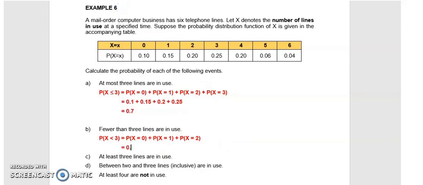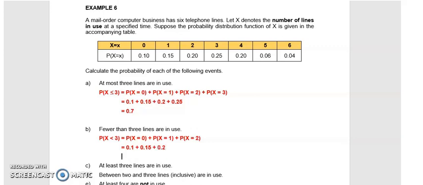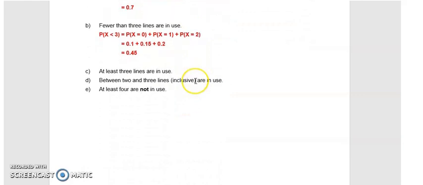So x equal to 0, 0.1; x equal to 1, 0.15; x equal to 2, 0.2. So the probability is 0.45. Okay, next question C.